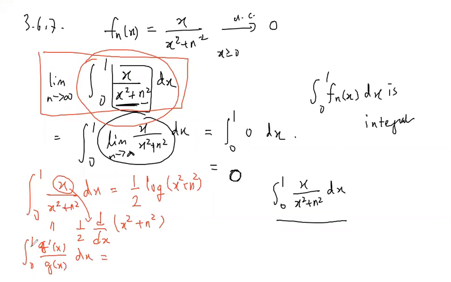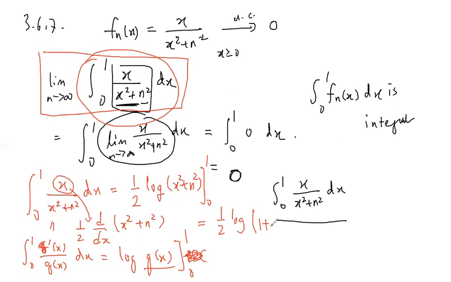If you integrate a ratio of the derivative to itself, this will give you the log function. Then you evaluate it like this. So definitely this is integrable, because it integrates to a log. Evaluate it at 0 and 1, so you will get 1 over 2 log of 1 plus 1 over n squared.